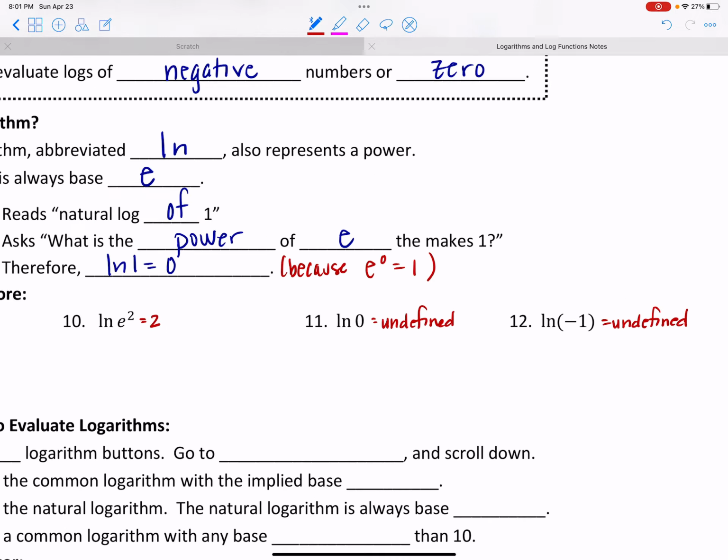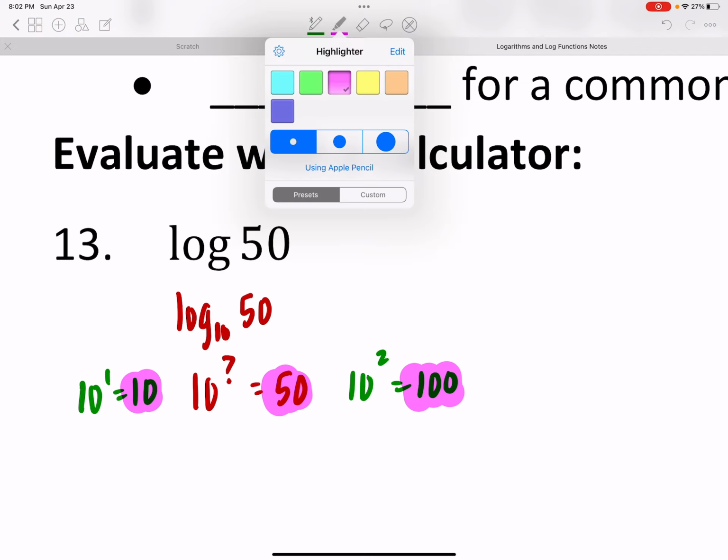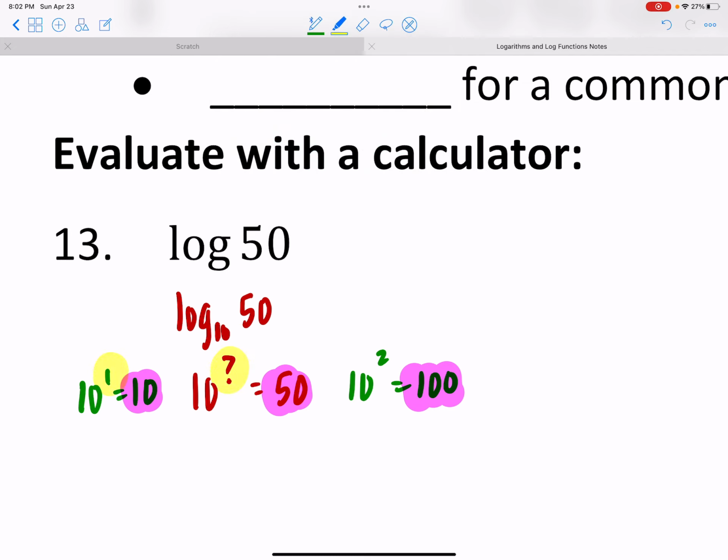But we could ballpark this without the calculator, because in this case, for example, I know 10 to the first is 10, and I know that 10 squared is going to be 100, and because 50 is right in between 10 and 100, I know that the exponent I'm looking for here has to be between 1 and 2. So some decimal amount between 1 and 2 is actually probably good enough information for me to understand, once we get into some context and we're solving, what my solution is going to be like. But again, the only way to get a really close approximation is to use a calculator.